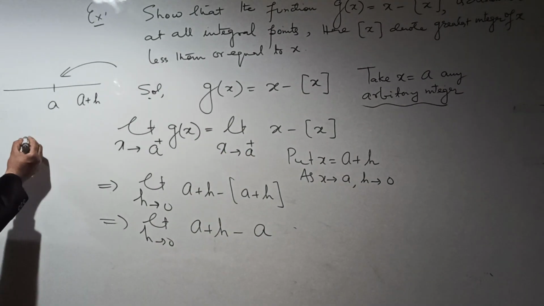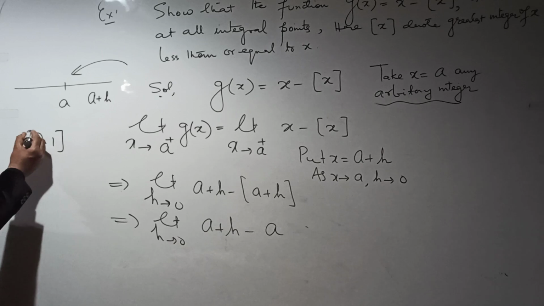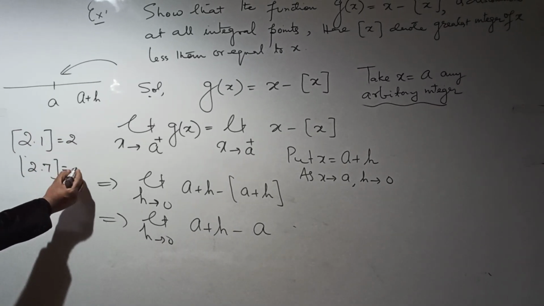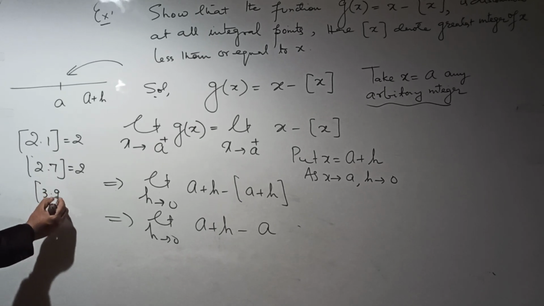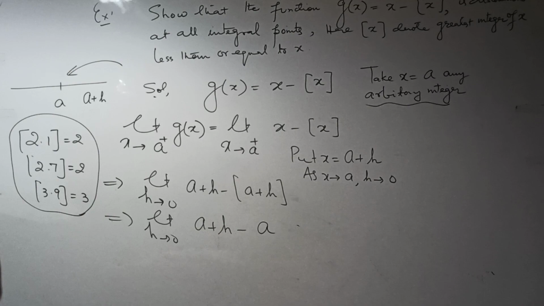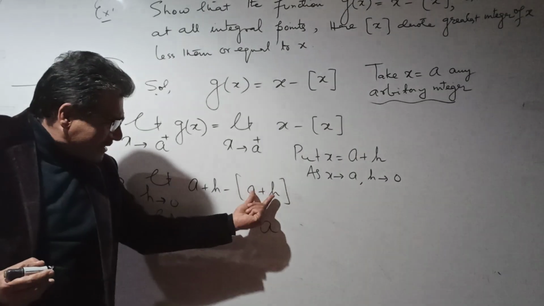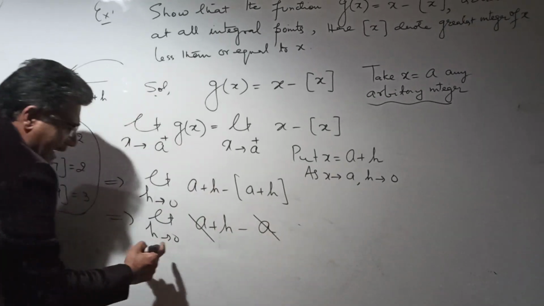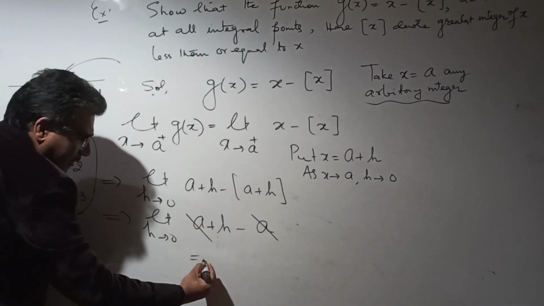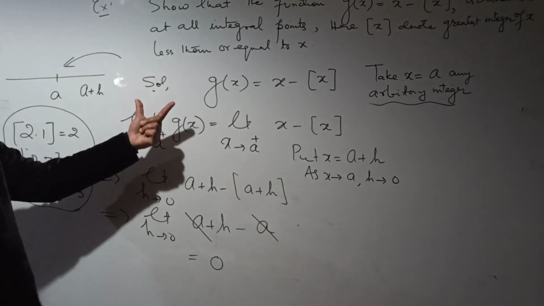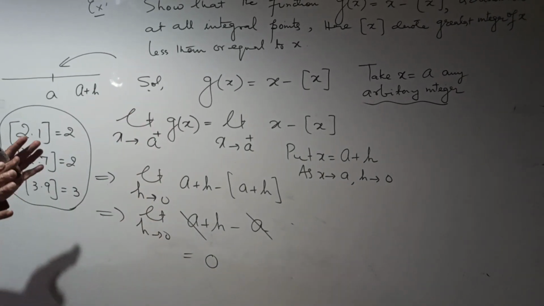Because you know if you have 2.1, its greatest integer is 2. If you have 2.7, its greatest integer is also 2. If you have 3.9, its greatest integer is equal to 3. Because you know this is the definition of the greatest integer. So if you have a plus slightly more, that is a. So what you will do, you cancel this a and h is 0. Once you give h 0, it will give you 0. So the right hand limit of this function is 0.